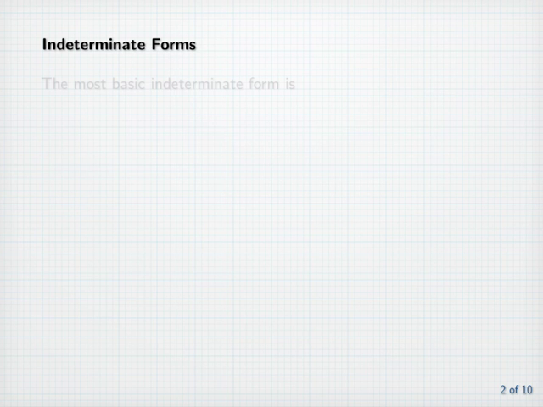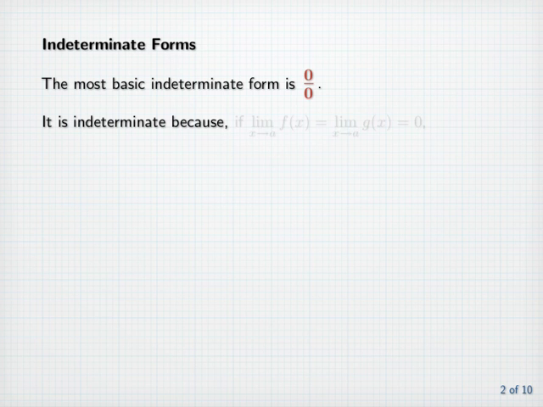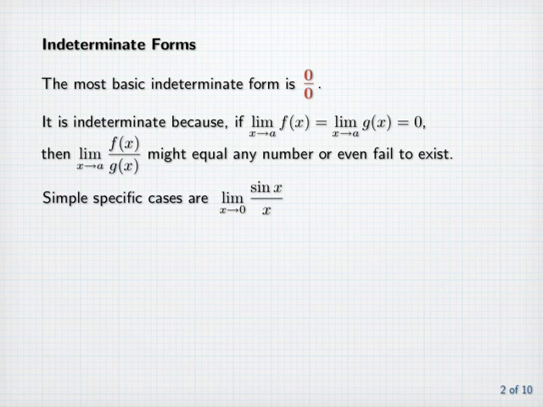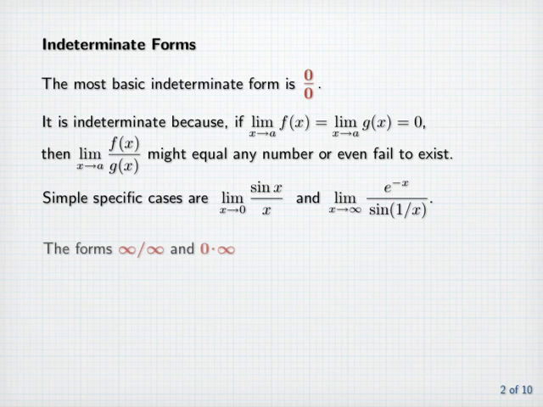Indeterminate forms. The most basic indeterminate form is 0 divided by 0. It is indeterminate because if the limit as x approaches a of f of x and the limit as x approaches a of g of x are both 0, then the limit as x approaches a of the quotient f of x divided by g of x might equal any number or even fail to exist. A couple of simple specific cases are the limit as x approaches 0 of sine x divided by x, which recall equals 1, and the limit as x approaches infinity of e to the minus x divided by sine of 1 over x. The forms infinity divided by infinity and 0 times infinity are also indeterminate.